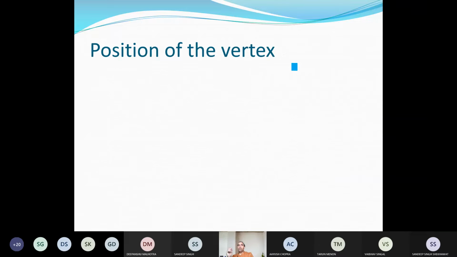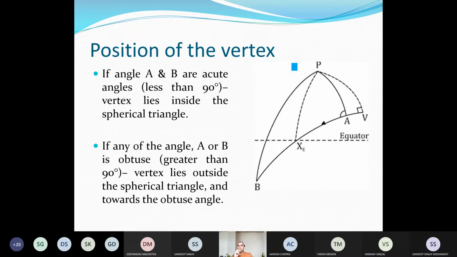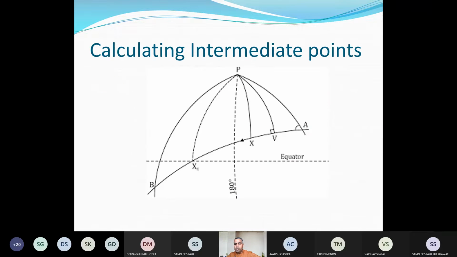The second important thing to know when we calculate the position of the vertex is, there are two possibilities. One possibility is, if you see in this diagram, we have this PAB triangle, and you see that the vertex is outside this triangle. So that's one possibility. Vertex could be outside the triangle. The second possibility could be the vertex may be inside the triangle, like this triangle, if you see.